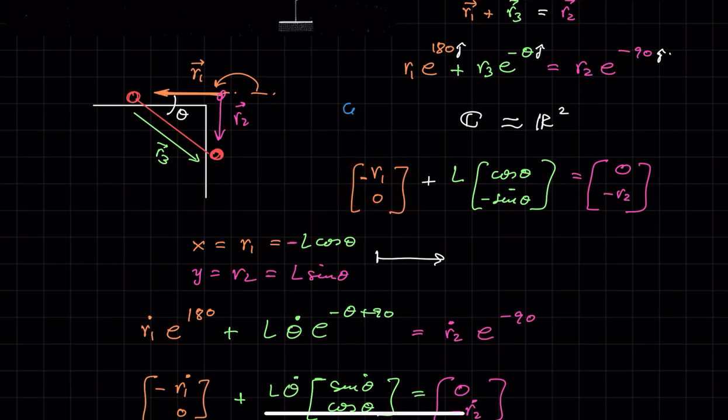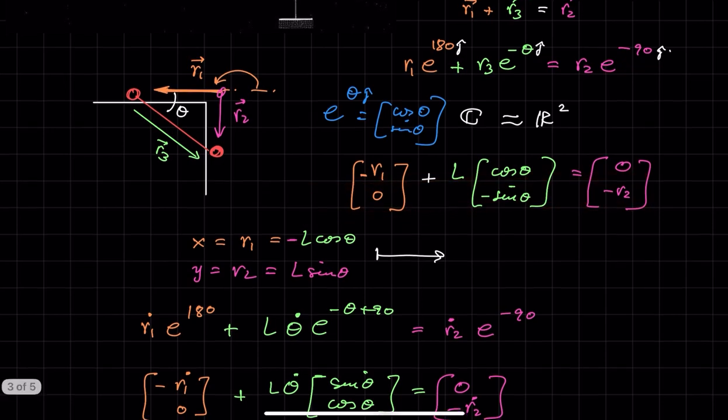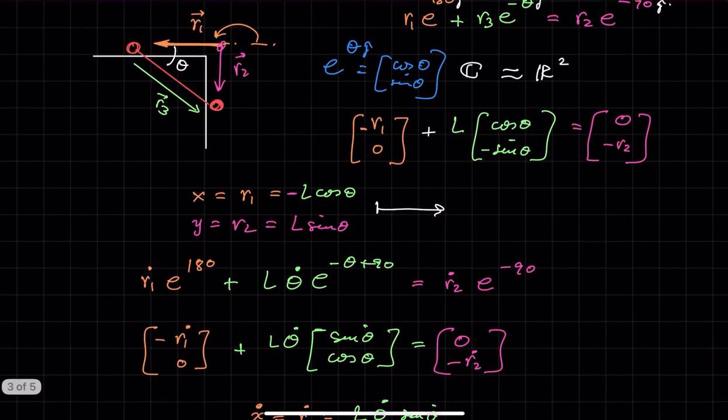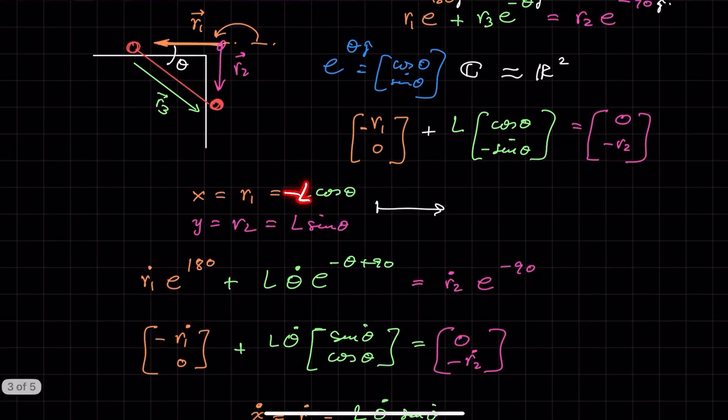If we express this with Euler's formula, e to the j theta gives cosine theta and sine of theta. So I put R1 cosine of 180, which is minus 1, and 0. I do the same for x and y. So I can express this equation, and now, as you can see, I can express that x is equal to R1, and that is equal to minus L cosine of theta. And the same with y: R2 is equal to L sine of theta.